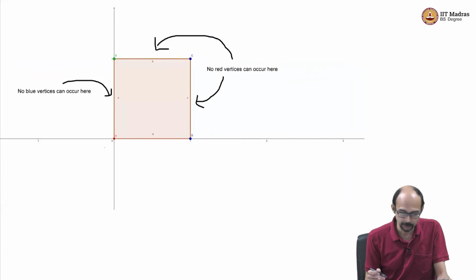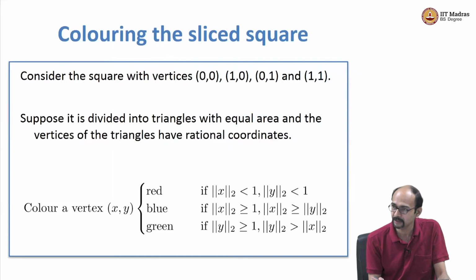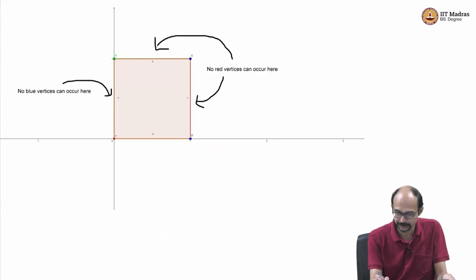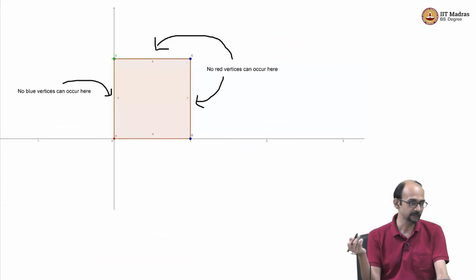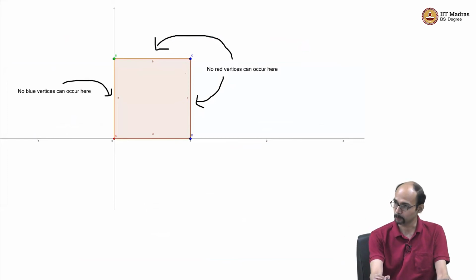Similarly if you take the point (1, 0), then let's go back. The norm of 1 was 1, so the norm of x is bigger than or equal to 1 and the norm of 0 is 0, so norm of 1 is bigger than or equal to norm of 0, so it will have the color blue. So here it has color blue. If you take the point (1, 1), then norm of 1 is 1, norm of 1 is 1, so again it will have the color blue, and finally if you take (0, 1), you can check that it will have color green.